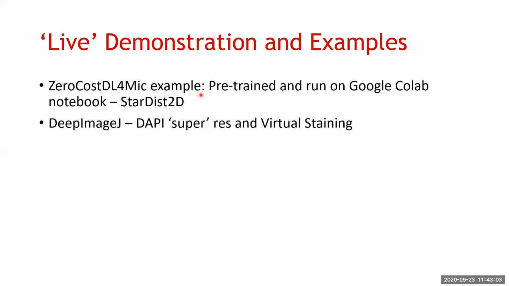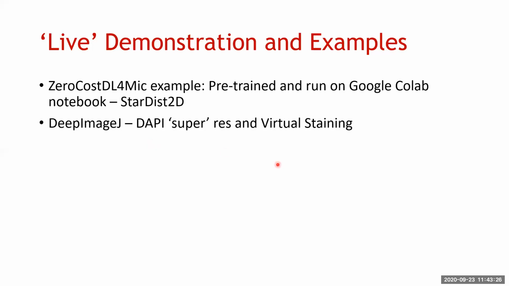So I'll walk you through that, and then I'll show you very simply how you would run DeepImageJ if you had it. There are other ways in which you can be more robust in using the DeepImageJ plugin, but I'm just going through the simple click, click, click, how do we do this?